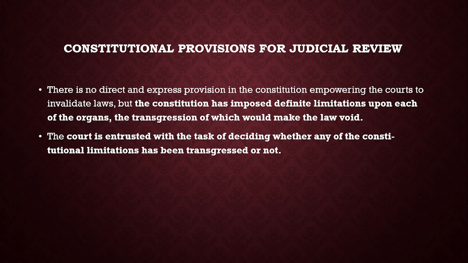Constitutional provisions for judicial review. There is no direct and express provision in the Constitution empowering the courts to invalidate laws, but the Constitution has imposed definite limitations upon each of the organs, the transgression of which would make the law void. The court is entrusted with the task of deciding whether any of the constitutional limitations has been transgressed or not.